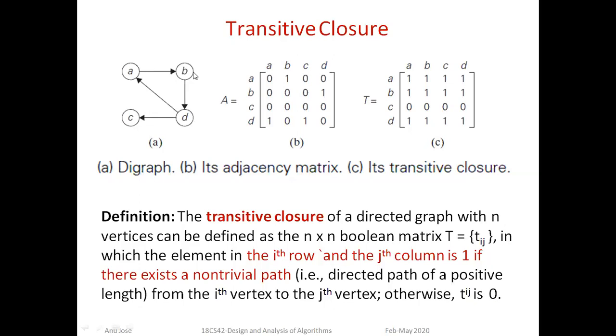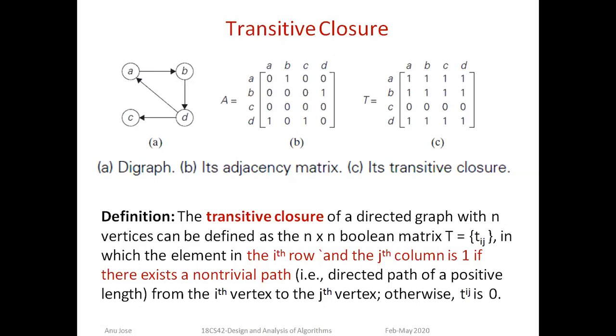Then A to B, there is a direct connection, so you can directly say a path is existing. The value will be 1. A to C, is there any path existing? That means I should start from A and reach C by traversing a set of vertices. A to B, B to D, D to C, a path is existing. So A to C, there is a path.